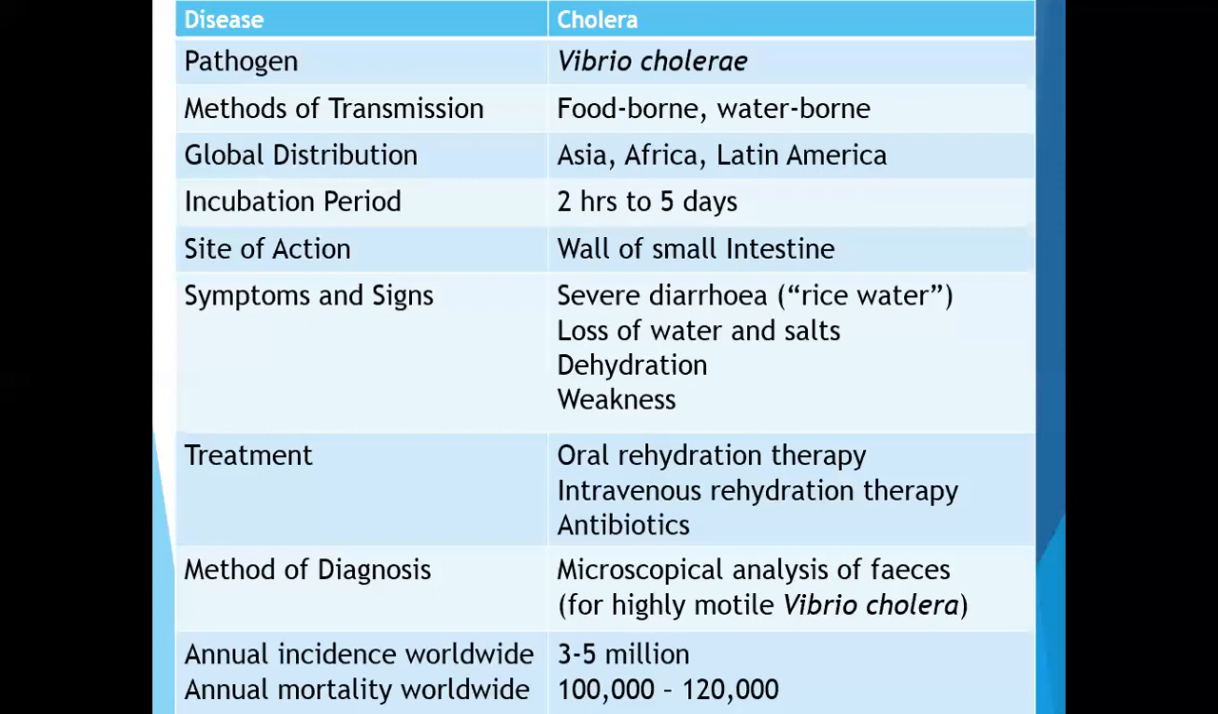Yeah, highly motile. Then, okay, annual incidence worldwide, this is only for general knowledge, no need to memorize: 3 to 5 million people get it. And out of them, how many people die? Mortality rate, 100,000 to 120,000 people die per year in the whole world.